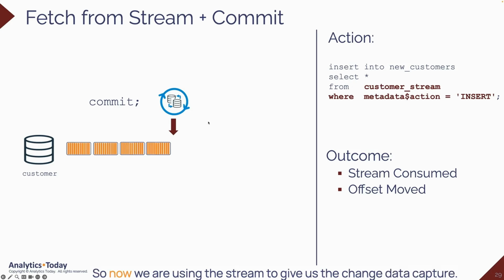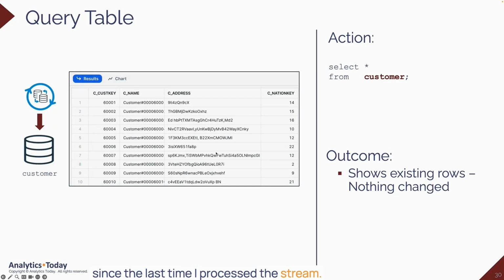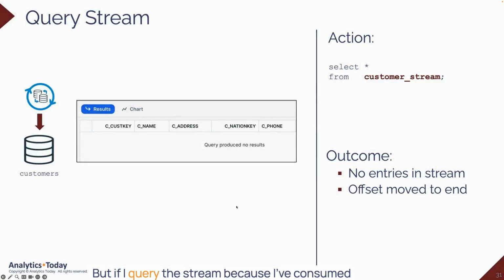So now we are using the stream to give us the change data capture. Give me the records that have been added since the last time I processed the stream. So now if I query the table, I still see the data in there. That's not changed. But if I query the stream, because I've consumed all the entries and the offset is moved to the end, there are no results available from the stream.